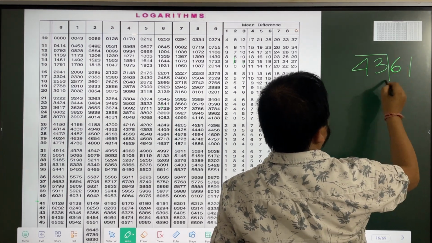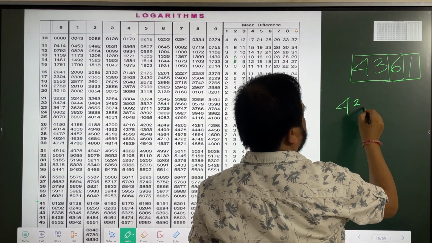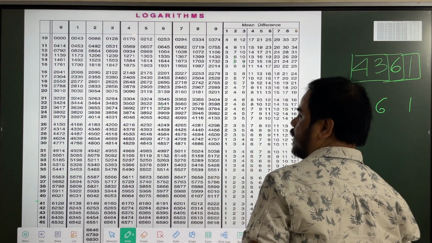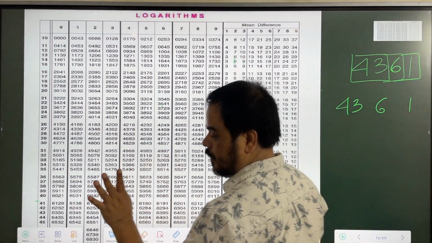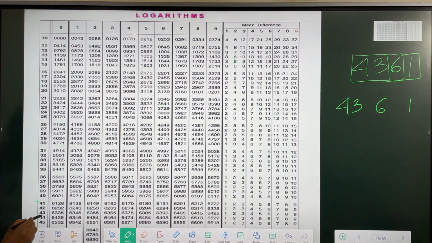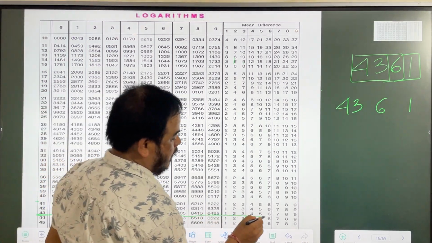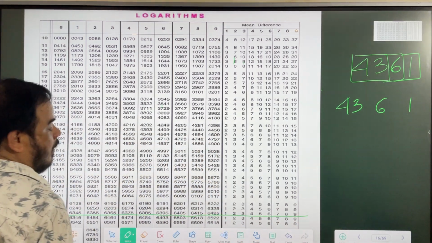As I have told you, first part, second part, third part. Now we will see where is 43. First we will see where is 43. So 43 is here. So this 43, let us mark till last. I have marked.